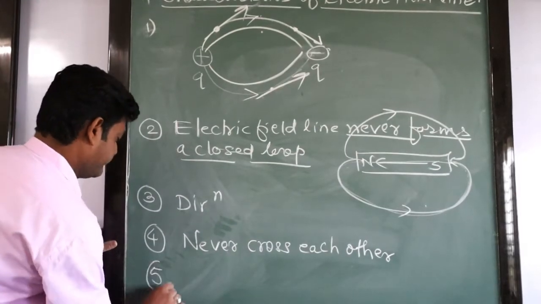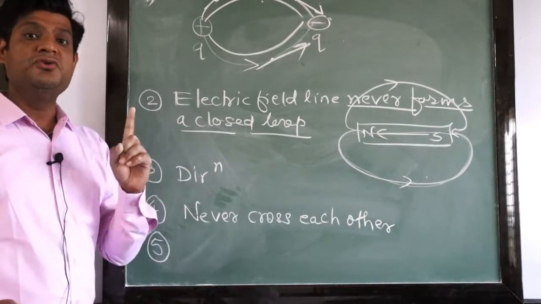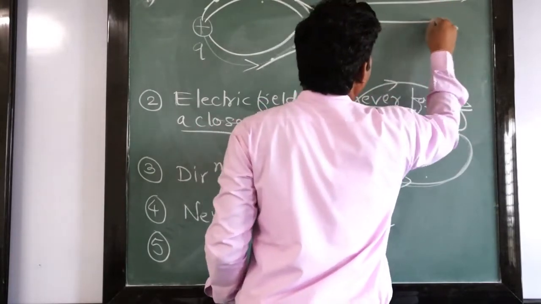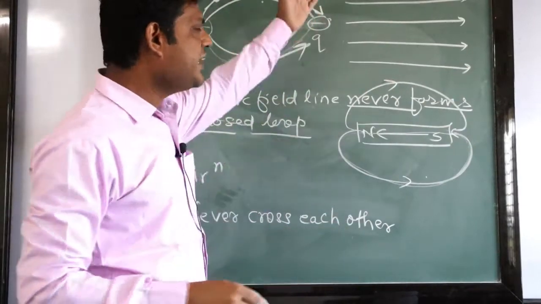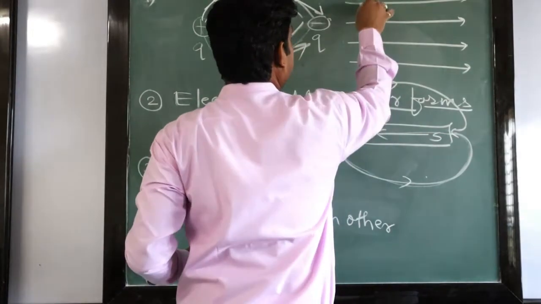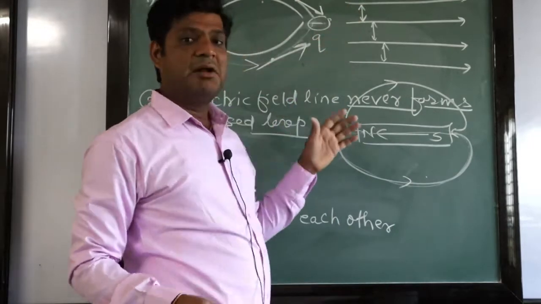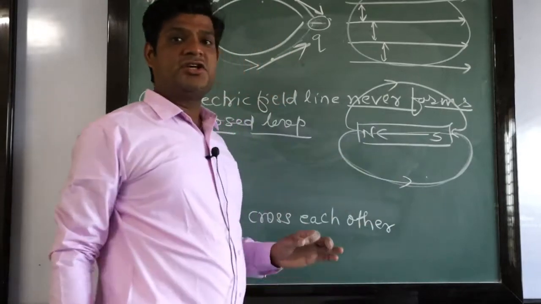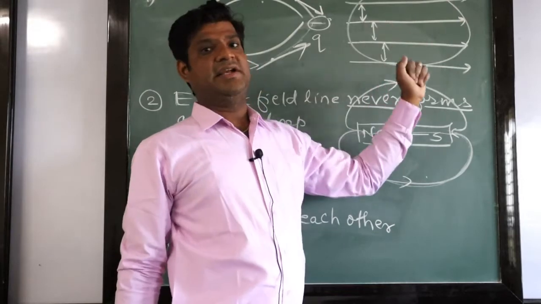The fifth point we can see is that equidistant and parallel electric field lines show a uniform electric field. Suppose these are the electric field lines. These electric field lines are parallel and equidistant. The distance between them is the same, and they are parallel to each other. So here the field is uniform. We can say that a uniform electric field is present, right?